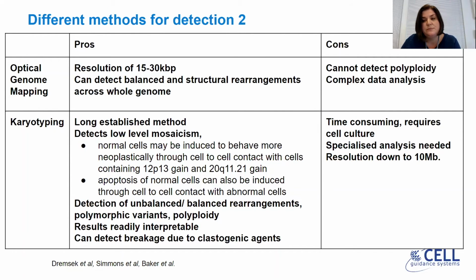Of course, the main cons of karyotyping is that it is relatively time consuming because it requires cell culture. So it has quite a long turnaround time, and it also requires specialized analysis. And the resolution is 10 megabases. Despite these cons, karyotyping does remain the gold standard for confirming genetic stability within PSCs.